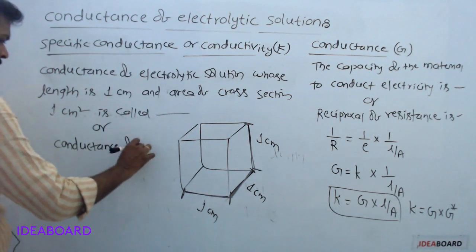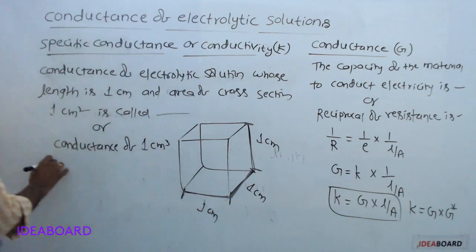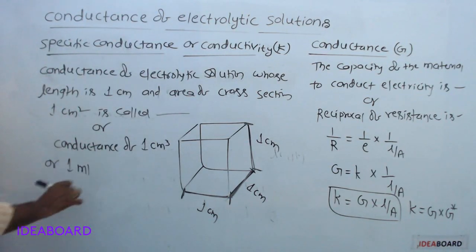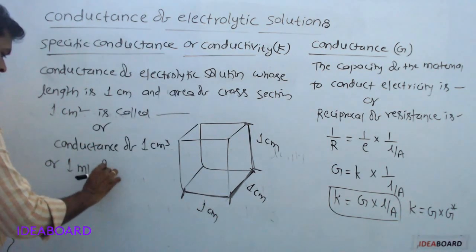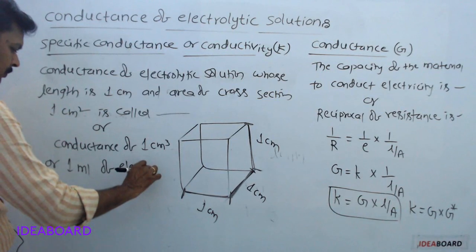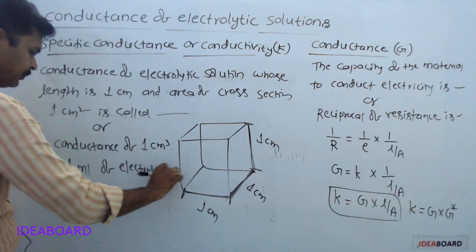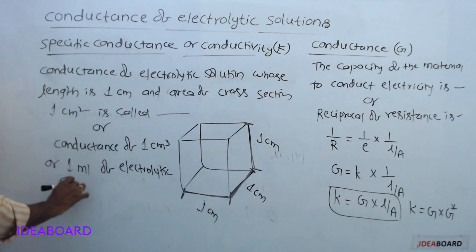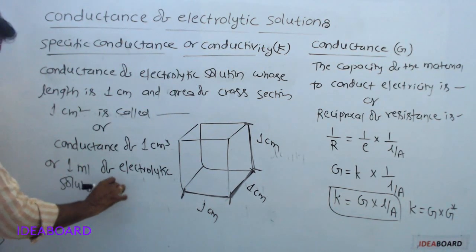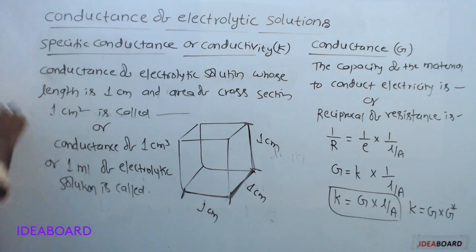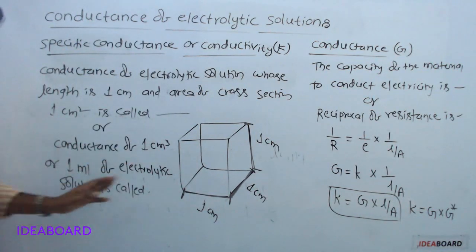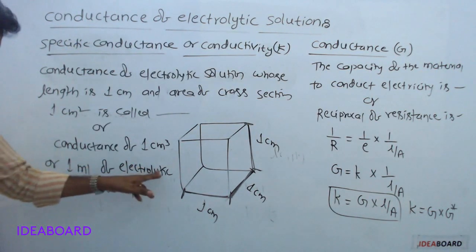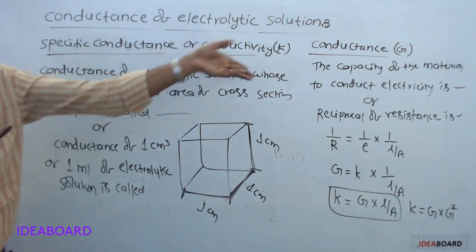Conductance of 1 centimeter cube or 1 milliliter of electrolytic solution is called specific conductance or conductivity.